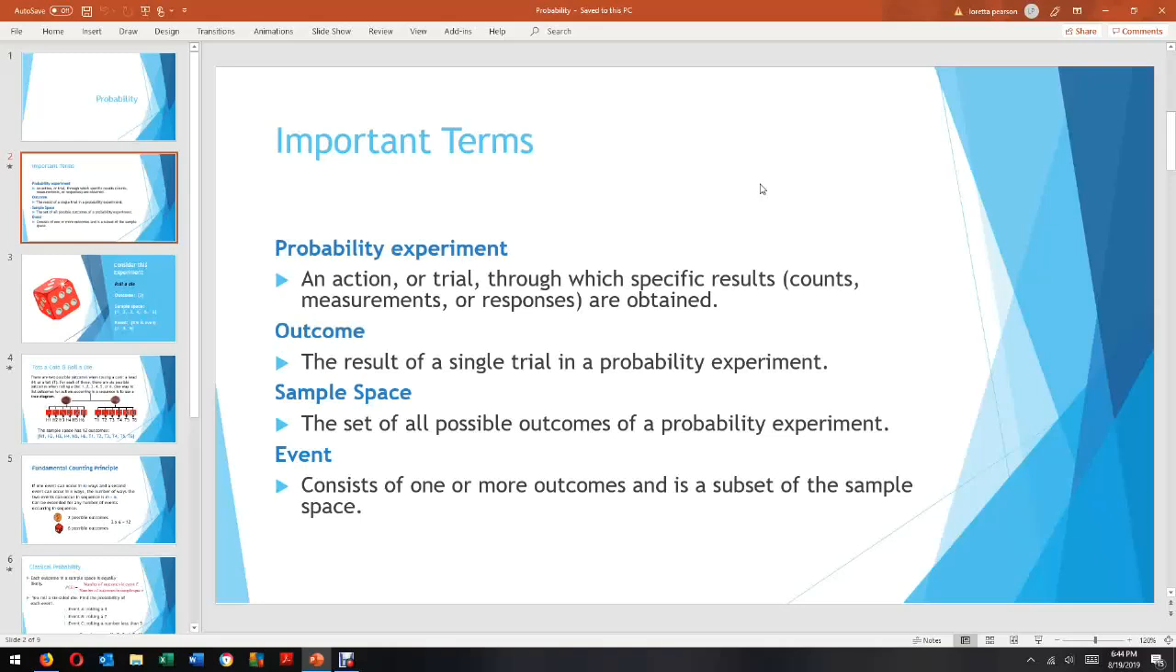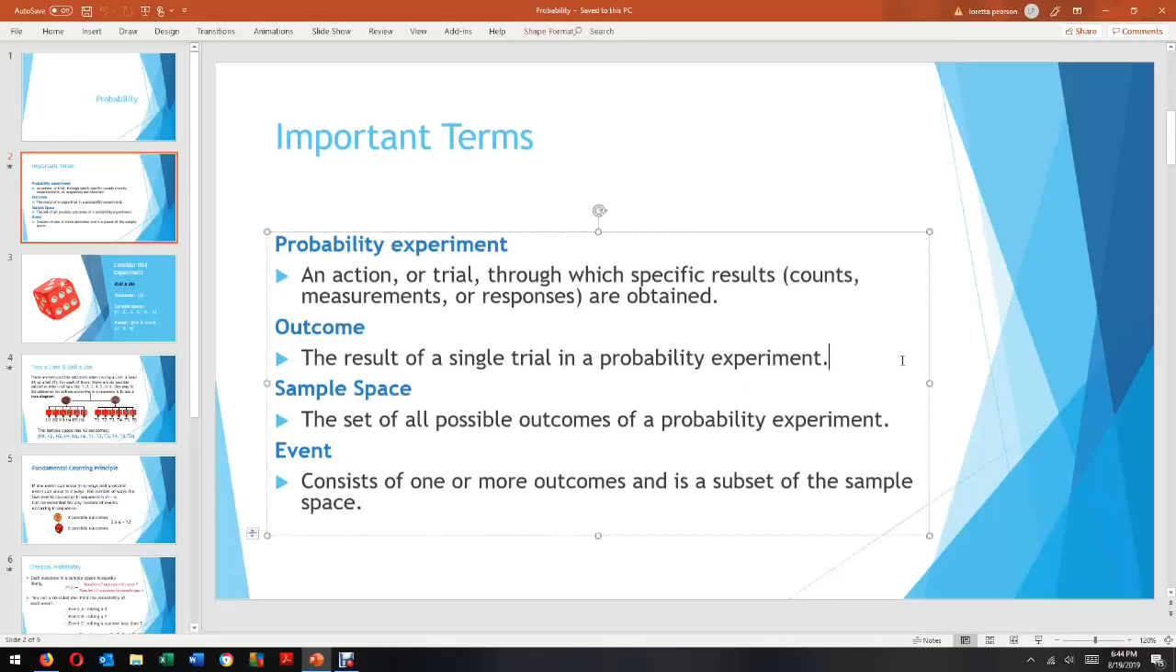A probability experiment is just an action that's taking place. It could be a trial that you've set up and you're getting some results. They might be counts, they could be measurements, fevers, for instance, they might be temperatures, or responses, yes, no, whatever. An outcome is the result of a single trial in whatever experiment you're performing. The sample space is the set of all possible outcomes of a probability experiment, and an event is one or more of those outcomes, and obviously it's going to be a subset of the sample space.